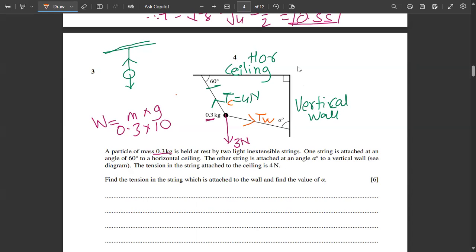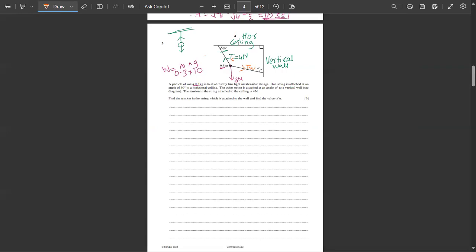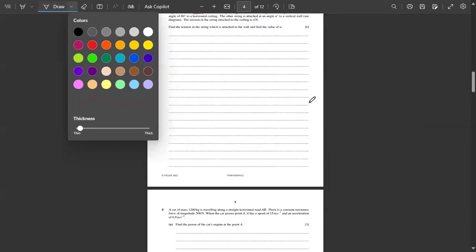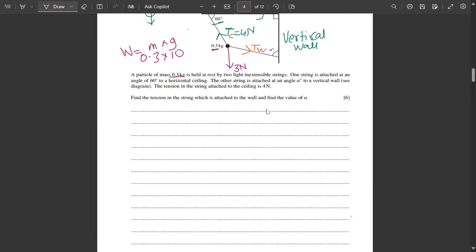The first thing you need to know is we'll have to resolve the vectors. What do I mean by that? Let me come a little down here. I have a vertical wall right here. This is 60 degrees. From here a 3 Newton force is acting, and right here a 4 Newton force is acting. So I will need to resolve this.